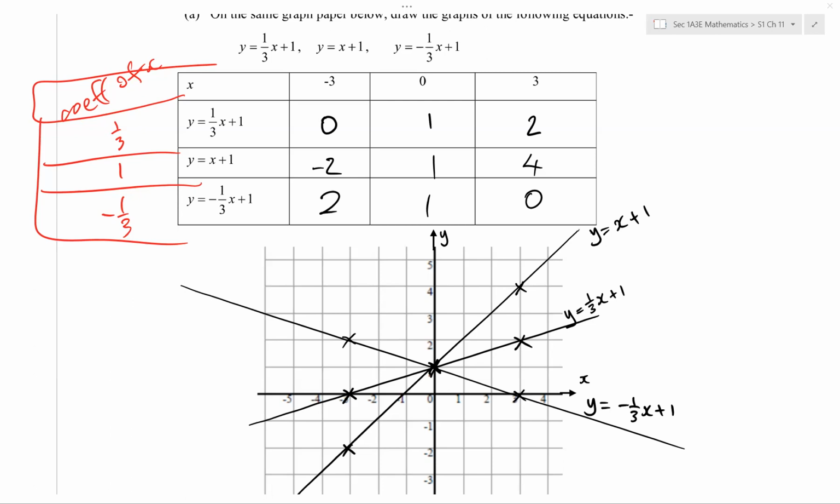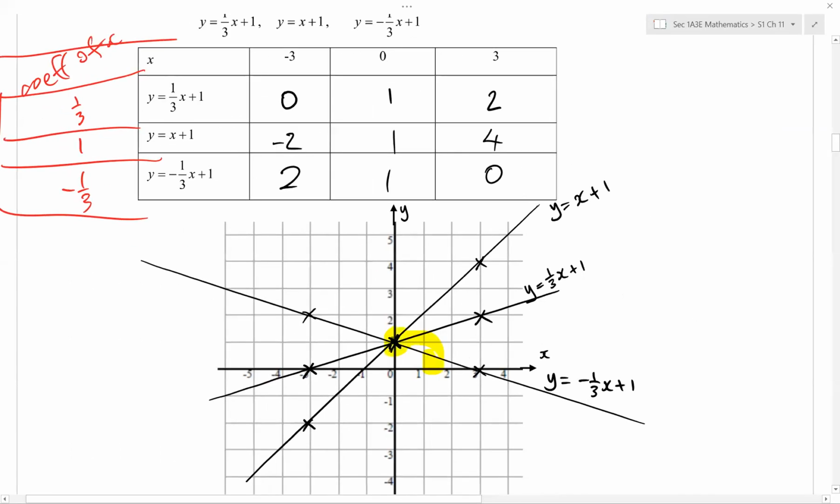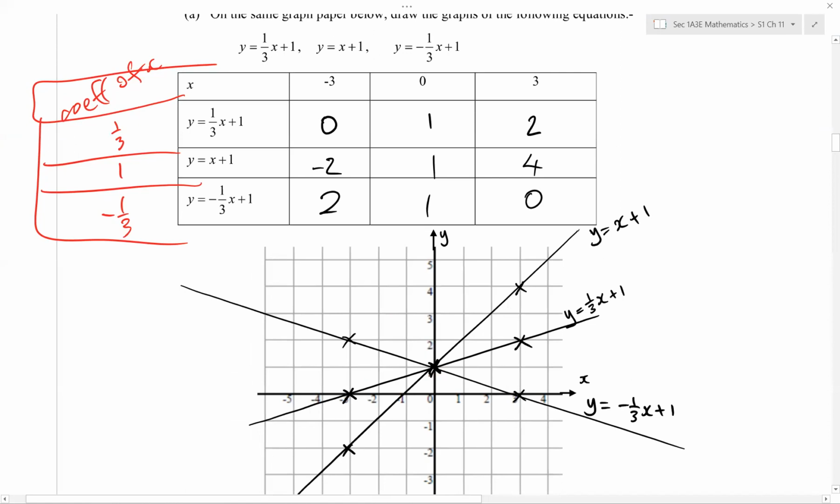But the other point that we want to point out over here is that, do you see that these three graphs all meet at one point, one very special point.